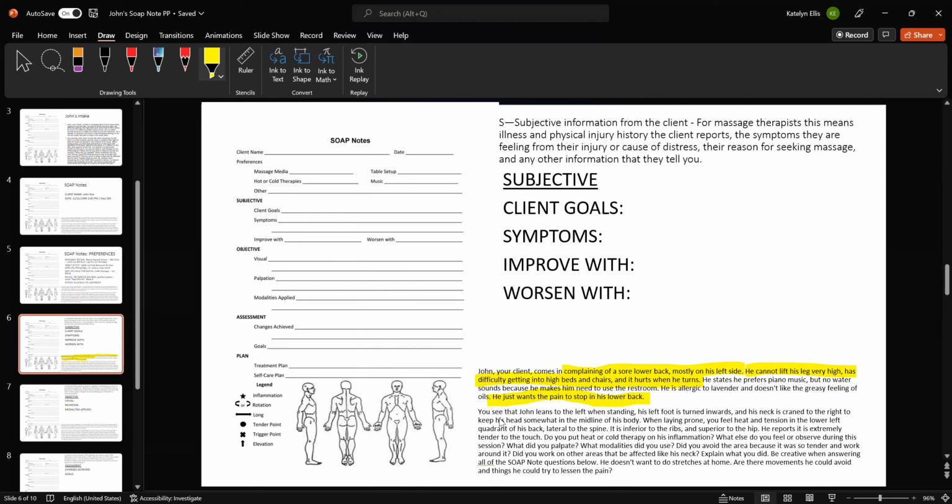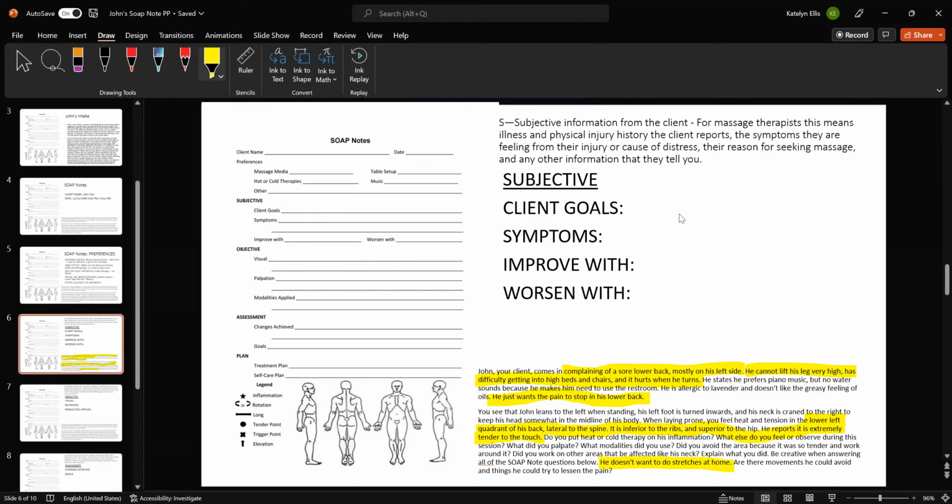Okay, this is objective. We see that he's leaning when he's standing, so we're not going to put that here. We're only looking for subjective when he says, all right, he reports, when laying prone, we feel the heat and tension in the lower left quadrant of his back. We're not going to put what we felt, but we're going to state that he reports it is extremely tender to the touch. Okay. He does not want to do stretches at home. This is subjective. This is something he doesn't want to do.